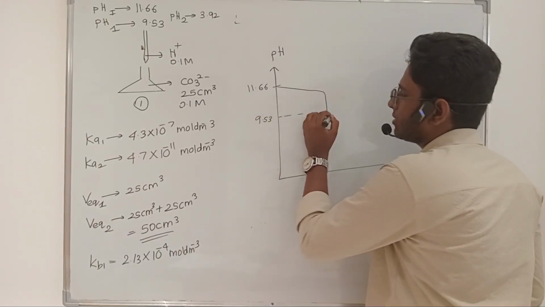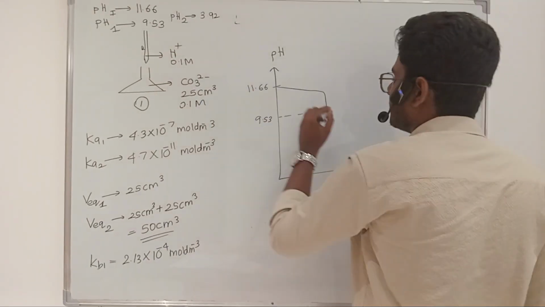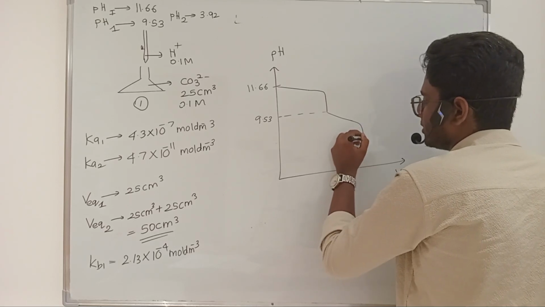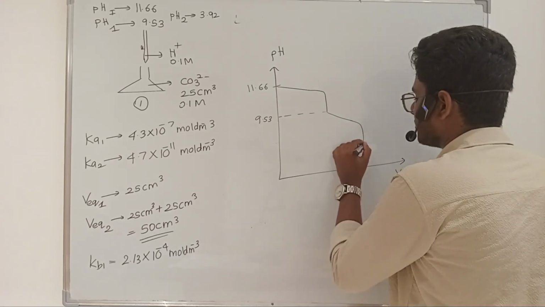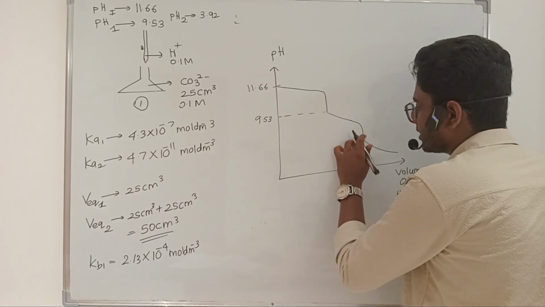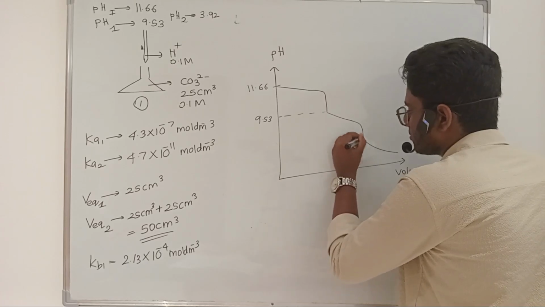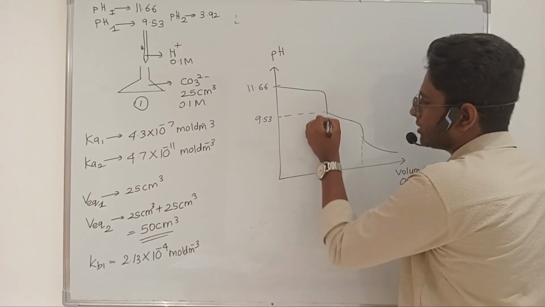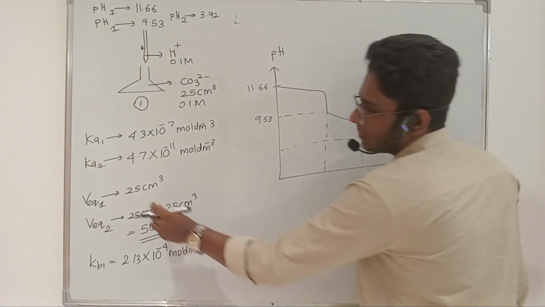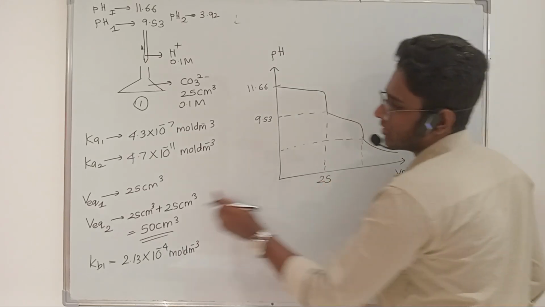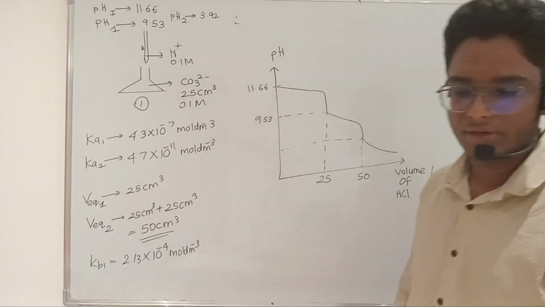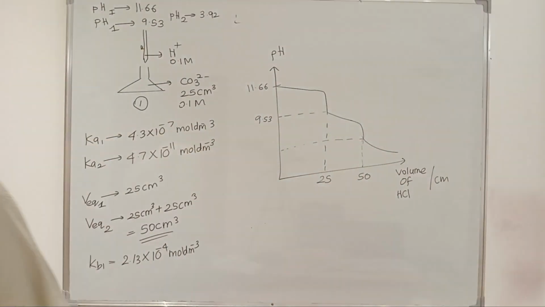Next, you're adding acid, again the pH will be decreasing, and again there will be a rapid pH change, and then there will be only H+. So again it goes like this. This is the second equivalence point, and this is the first equivalence point. The first equivalence point is at a volume of 25 cm^3, and the second equivalence point is at 50 cm^3. Any doubts?